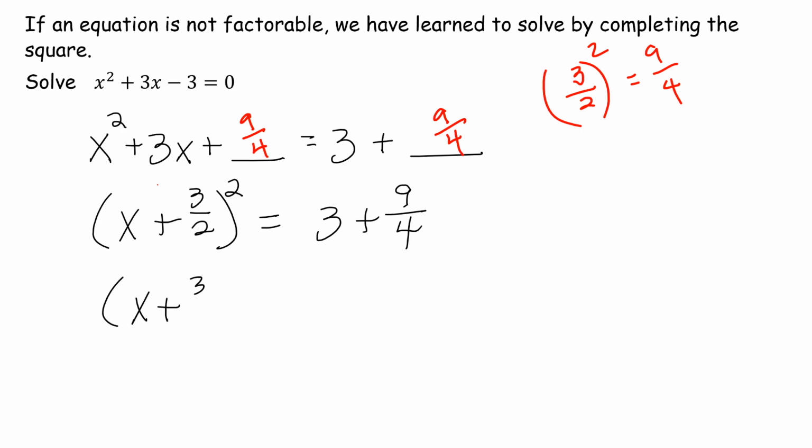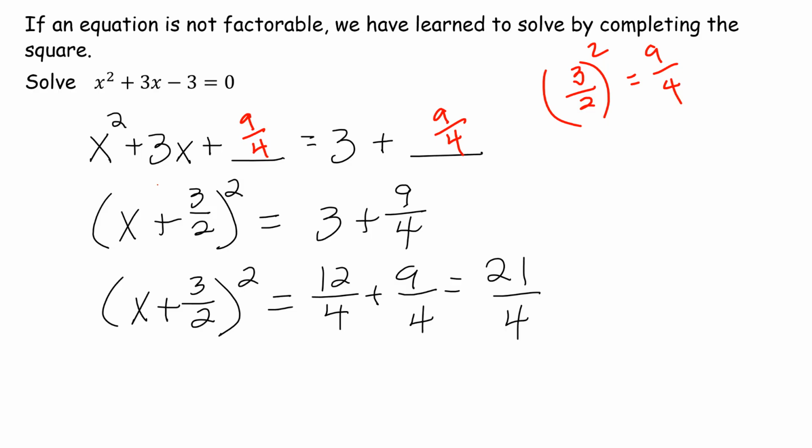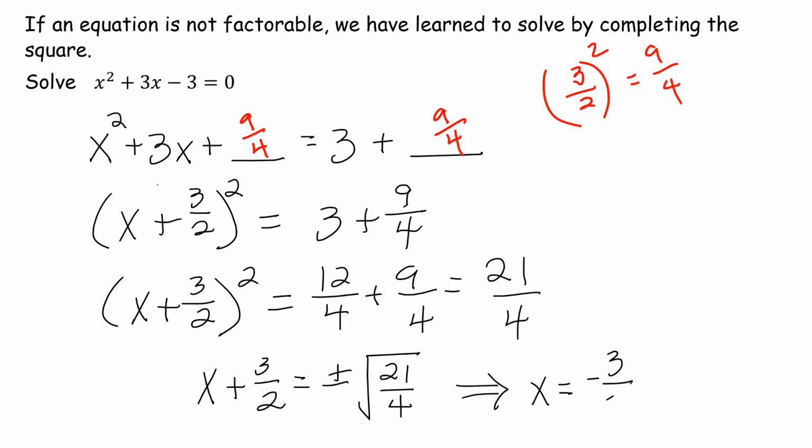And that would be x plus 3 halves squared is equal to 12/4 plus 9/4, which is going to be 21/4. And so we can take the square root on both sides of the equation. x plus 3 halves equals plus or minus the square root of 21 over 4. And that means that x is equal to negative 3 halves plus or minus the square root of 21 over 2. So that's how we solve a quadratic using completing the square. And I think most of you have that down pat pretty well.